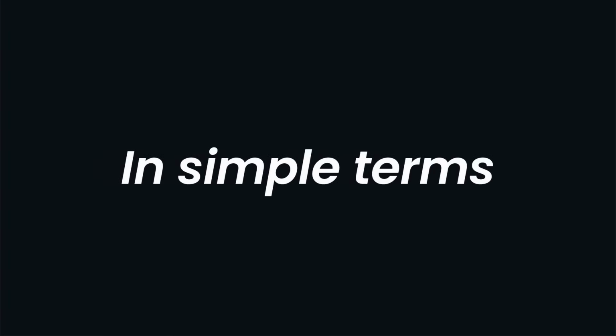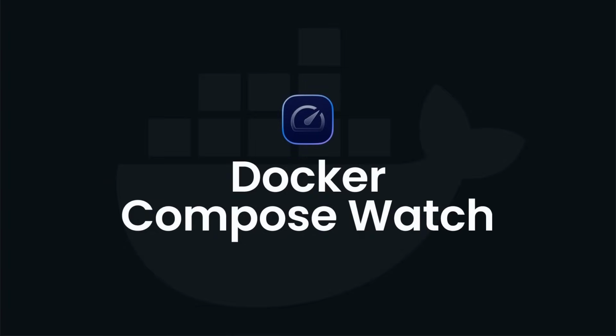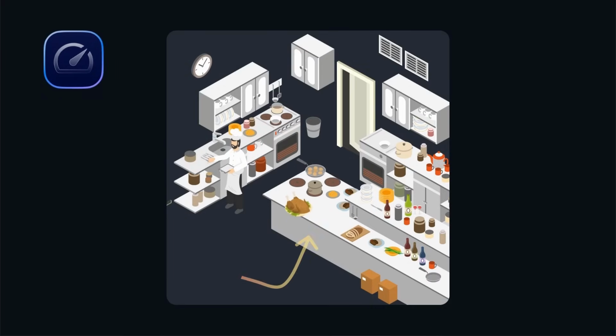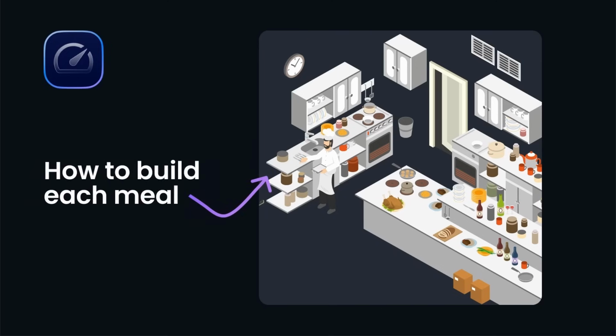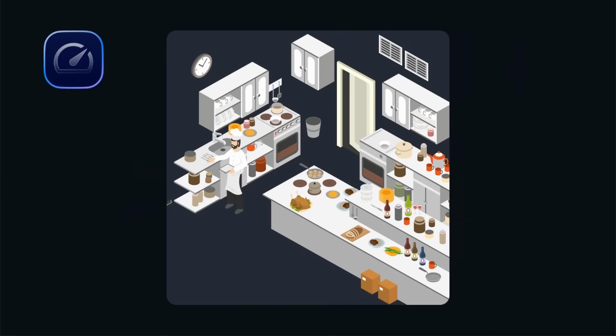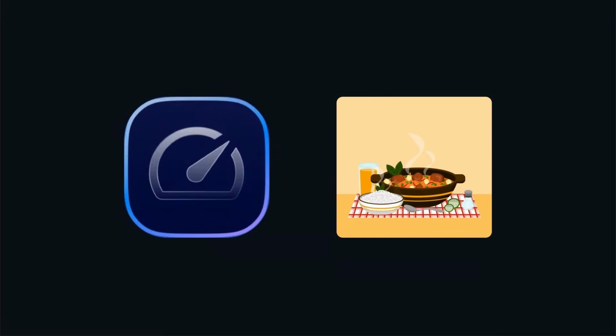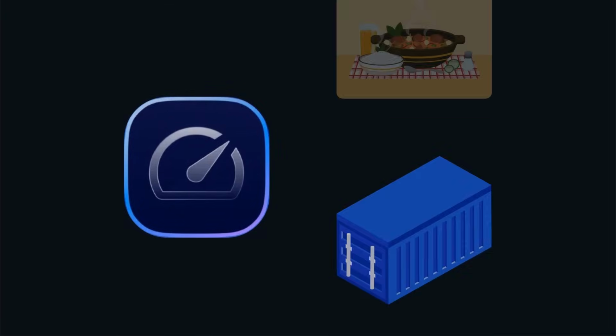And in simple terms, Docker Compose File Watch is a cool tool that keeps our cooking ingredients up to date while we're in the kitchen. To make sure it works properly, we need to tell it how to build each meal. Of course, by defining the build section in our Compose YAML file. This way, when we tweak a recipe or make changes to our application, Docker Compose File Watch knows how to update the meal, or in this case, the service container.